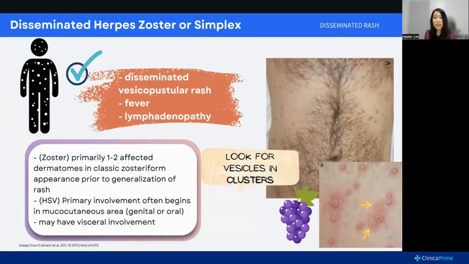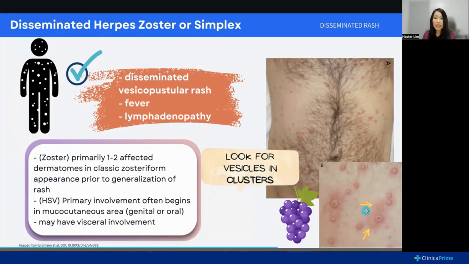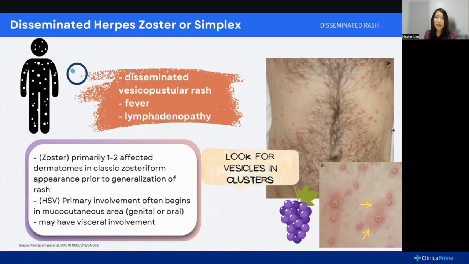Disseminated herpes zoster was in that second photo I shared. And yes, these patients will often still have a disseminated vesicopustular rash and a fever. And importantly, they do often present with lymphadenopathy. However, the giveaway in that photo I shared were these clustered vesicles around the sort of umbilicated lesions we saw. And these clustered vesicles are really one of the characteristic lesions for herpetiform conditions, meaning your herpes zoster, herpes simplex.